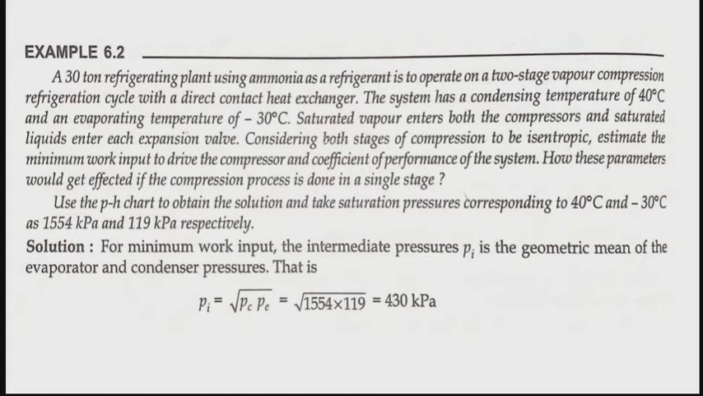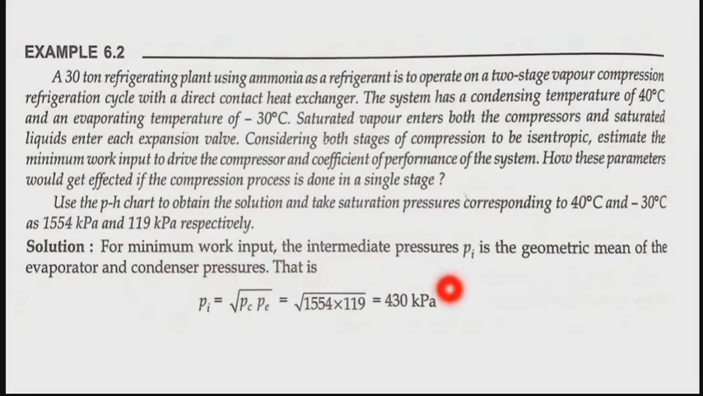For the intermediate pressure there is a formula: P_I equals the root of P_C into P_E. If you have the two pressures, you simply multiply them and take the square root, and you will get the intermediate pressure.